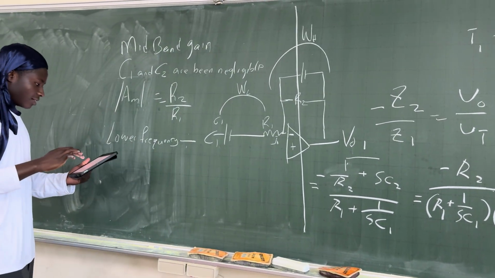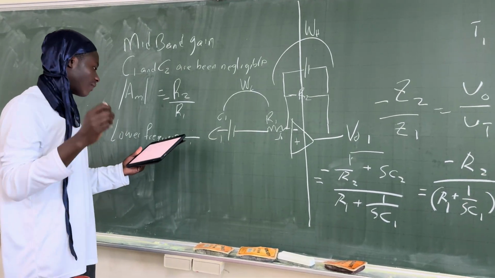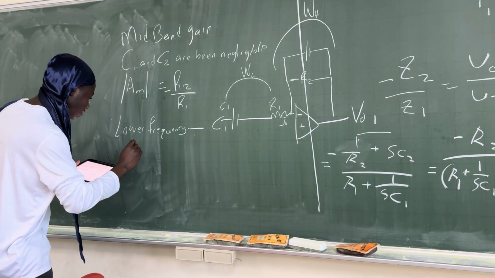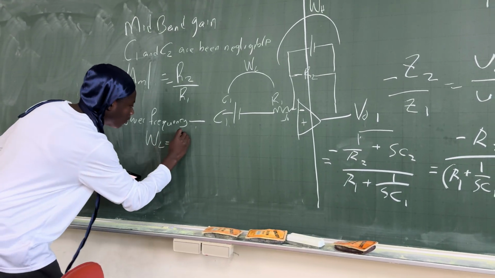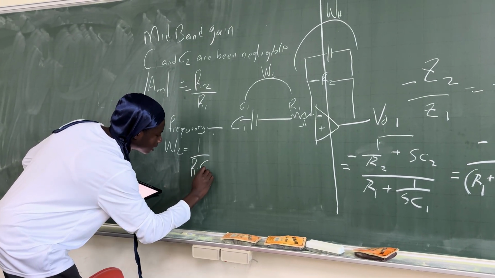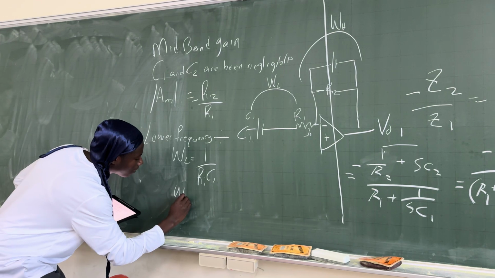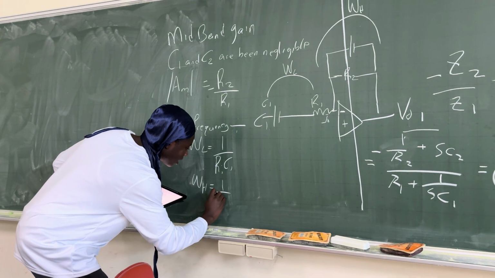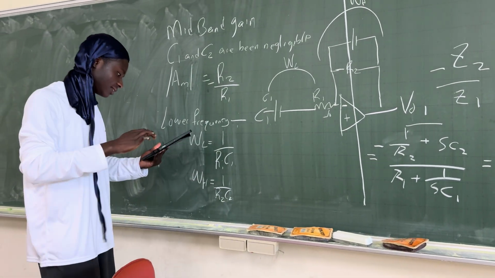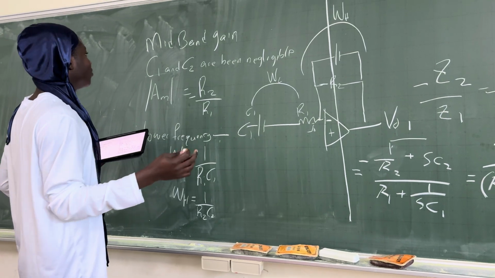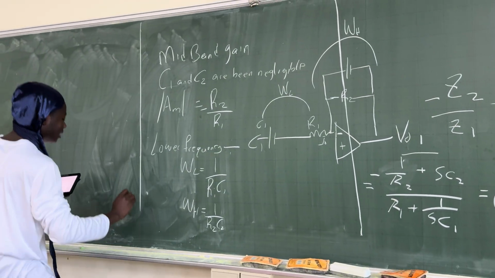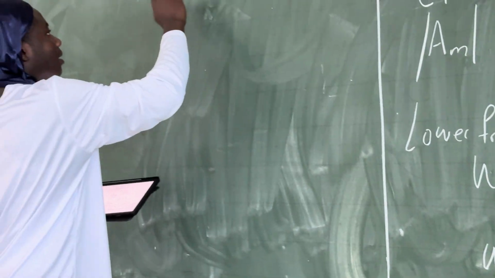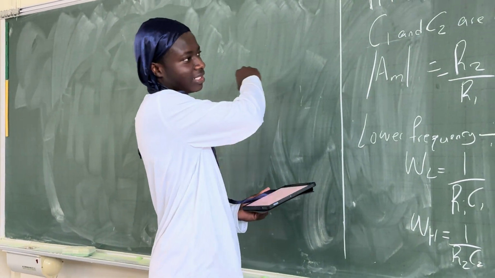So I don't want to waste most of our time. I just need to put in the formula for the lower frequency, which is WL equals to what? 1 over R1 C1. While that of the upper frequency, which is upper or higher frequency, is what? 1 over R2 C2. So now, what we need to do next is to plot the graph or diagram for the Bode plot. How do we make the plot?